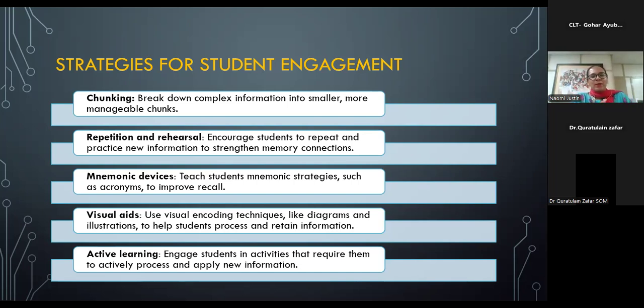Okay, so to wrap it up, then again, there can be different strategies that you can use. You can break down a lot of information into chunks. It's a very effective technique. Repetition and rehearsal. You can use different mnemonic devices and visual aids and active learning.